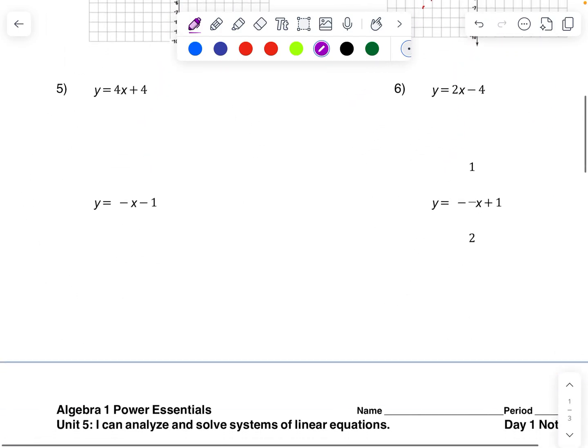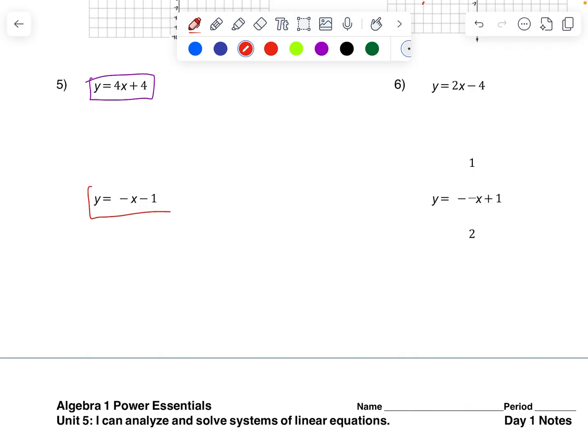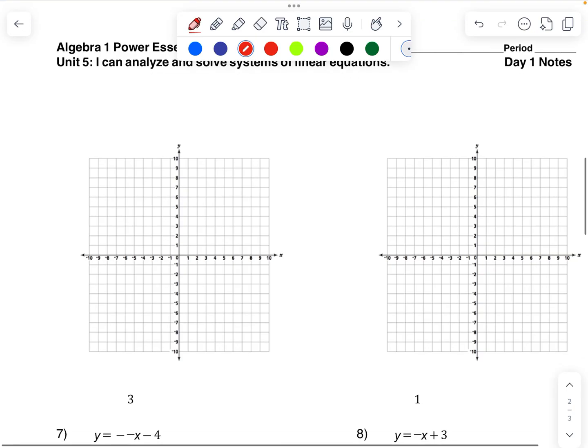All right, y equals 4x plus 4. I'll do that one in purple, and we'll do this one in red. Y equals 4x plus 4. So we've got to plot our y-intercept, which is 4, and our slope is 4. We can write 4 as a fraction, 4 over 1. So from there, I go up 4, right 1. And if I kept going up 4, right 1, it would take me off the graph, so I probably don't need to keep doing that.